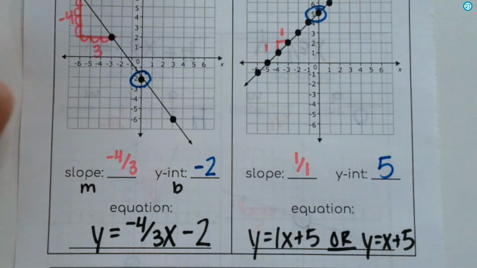Just like we can put in the 1, we can take it out. The only thing I definitely don't want is that plus 0. If it's plus 0, don't write it down.